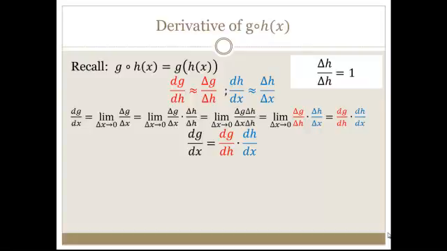So finally, we have that the derivative of g with respect to x is the derivative of g with respect to h times the derivative of h with respect to x. We will refer to this as the chain rule.